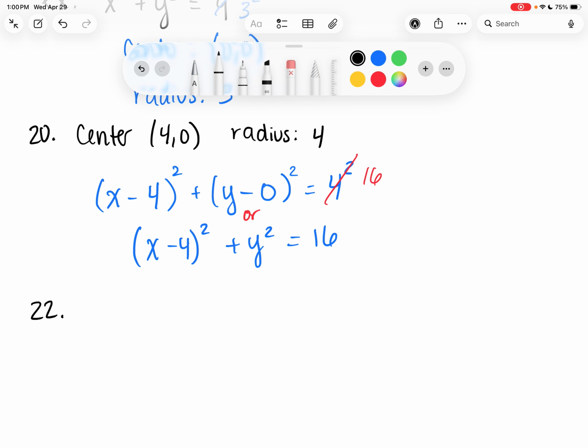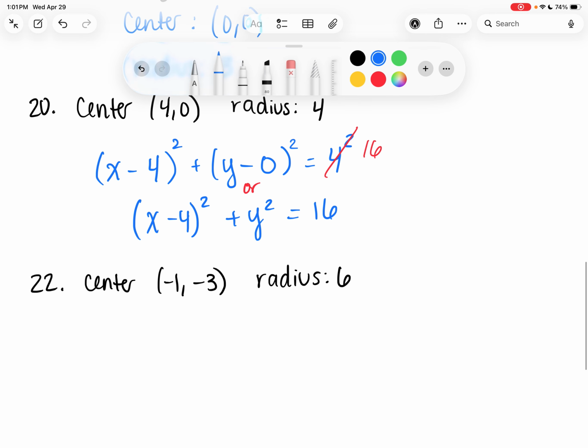22. Center is at -1, -3. Radius is 6. Someone tell me, let's see if we can figure out how to set this one up. X plus 1 squared plus y plus 3 squared equals 36. Yep, I'm going to initially write it as 6 squared and then I'll change it.